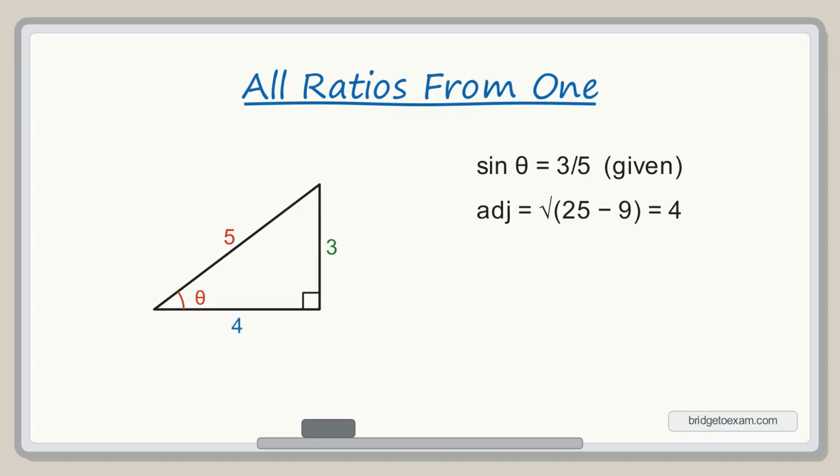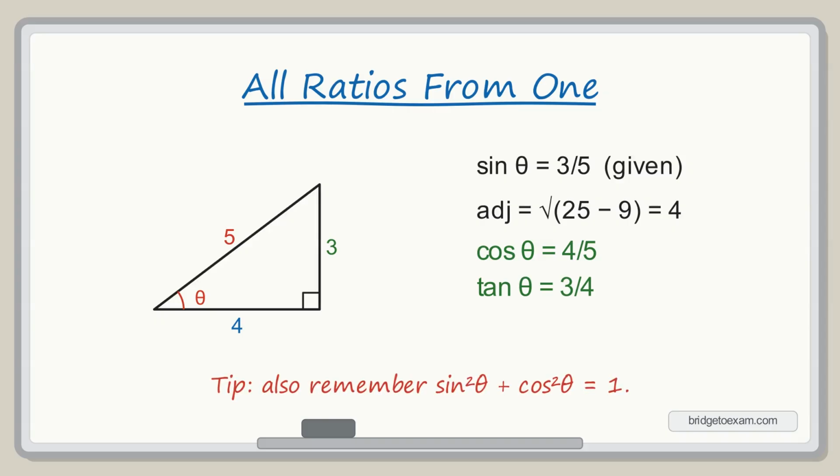It's a 3-4-5 triangle. Now read off the rest. Cosine is adjacent over hypotenuse, 4/5, and tangent is opposite over adjacent, 3/4. As a check, sine squared plus cosine squared always equals 1.